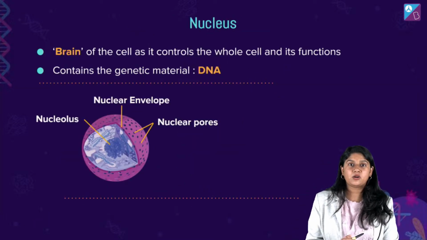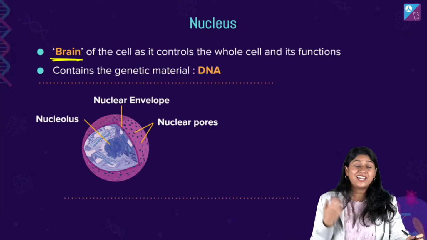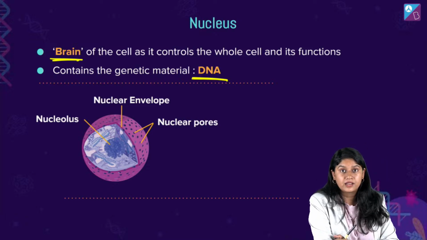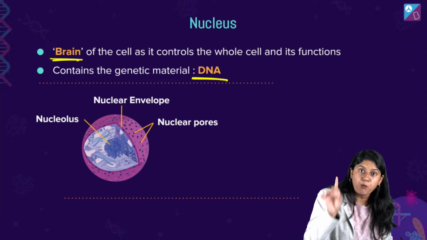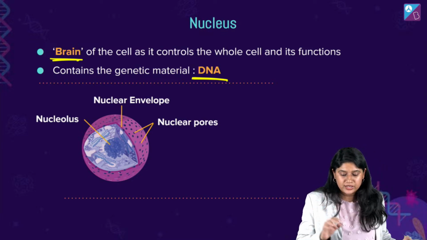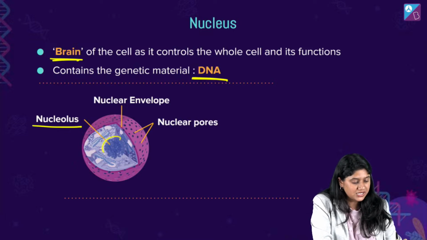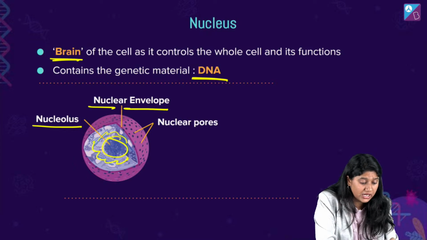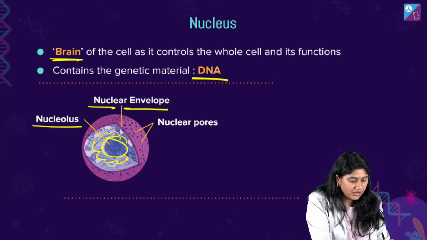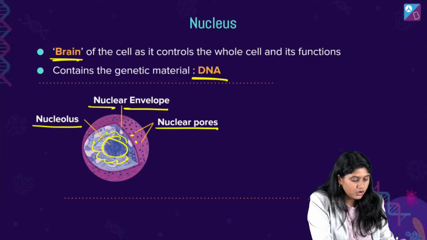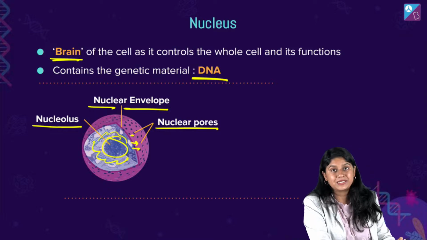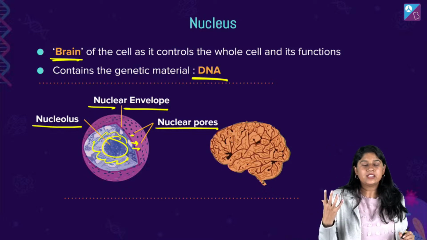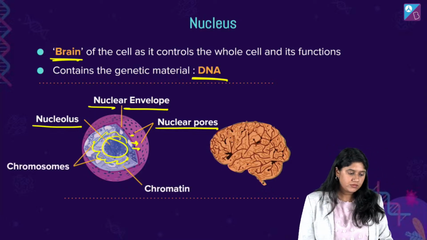Moving ahead, the nucleus is also called the brain of the cell, and it has DNA, the genetic material. Apart from that, there are various important structures that we have in the nucleus. We have the nucleolus at the center, we have nucleoplasm, we have the nuclear envelope, the nuclear membrane, and we have the nuclear pores which are present for the exchange of material. Apart from that, we call the nucleus the brain of the cell. Important.